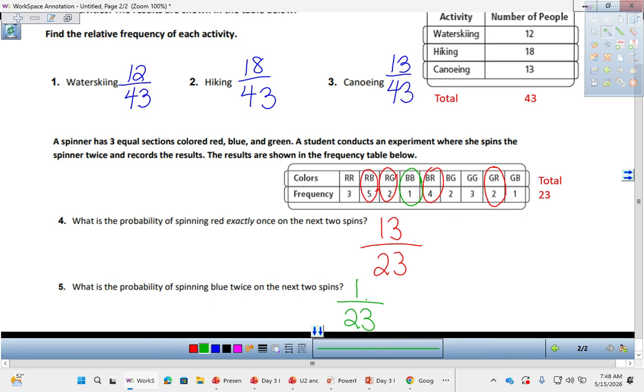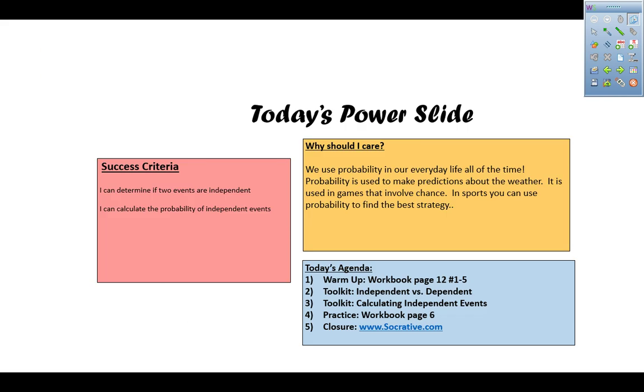Questions on reading those tables? All right, that's what we did yesterday. Today we are going to determine if 2 events are independent, and then if they're independent, we're going to learn how to calculate their probabilities. So we're going to do that in our toolkit, and then we'll do some practice in our workbook, and at the very end you'll need your computers, but not until the very end.